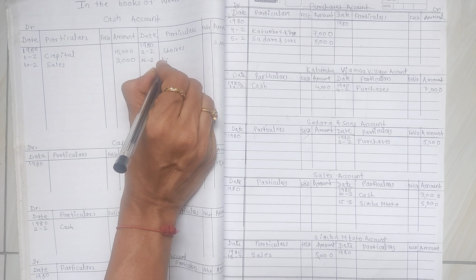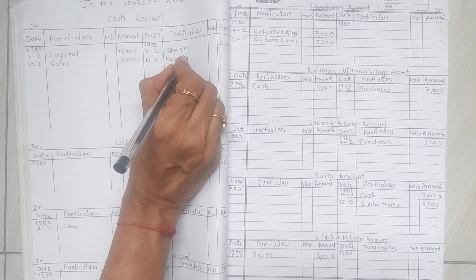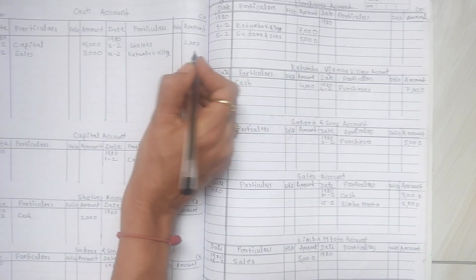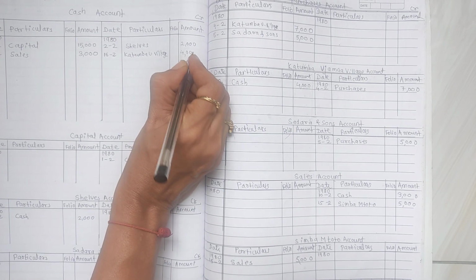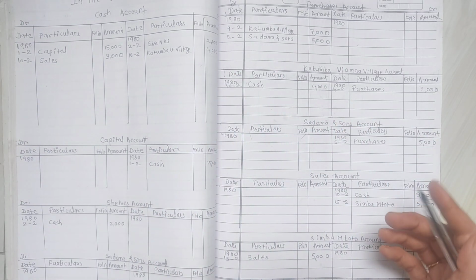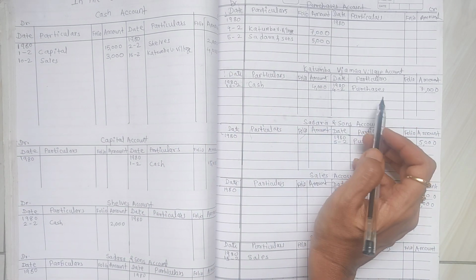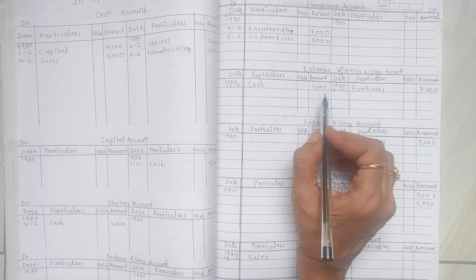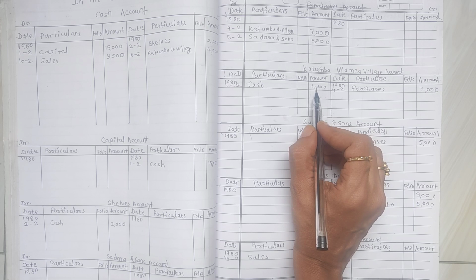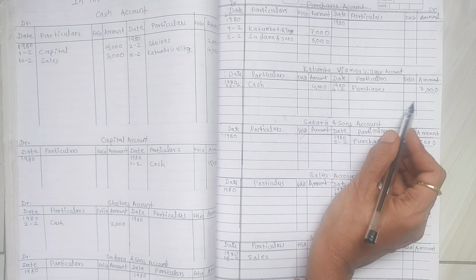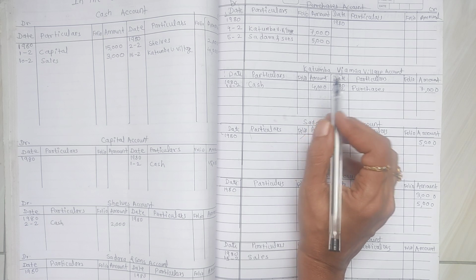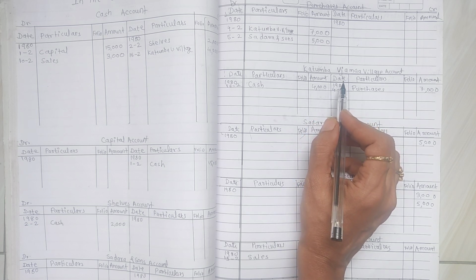Okay, write down here Katumba Ujama village, and how much amount? It's 4,000. You can see here from the Katumba Ujama village we purchased 7,000. Now from 7,000 how much we paid? 4,000. So at the end when we close the account, there will be the balance left, the amount which is payable to Katumba Ujama village, our creditor.